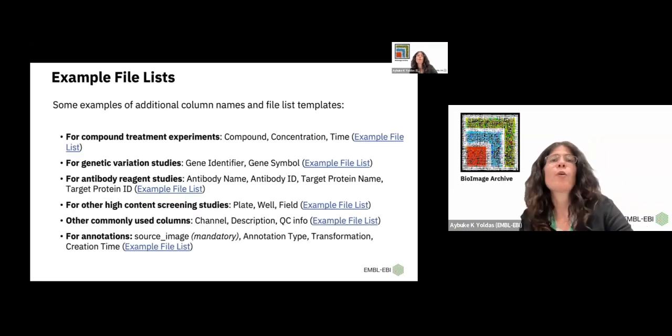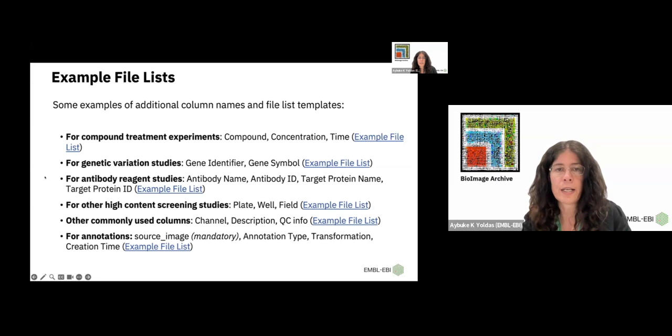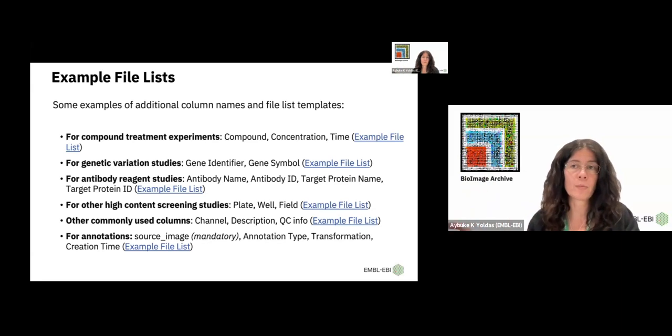Again, for this, we provide guidance and examples, but there are no set restrictions because we do accept many different modalities and experiments. But for instance, if you're working on some compound treatment experiments, then you can add the compound concentration, time, and so on into your file list as extra columns. And so add that metadata per image. Or if you're doing some genetic variation study, again, the gene identifier and so on.